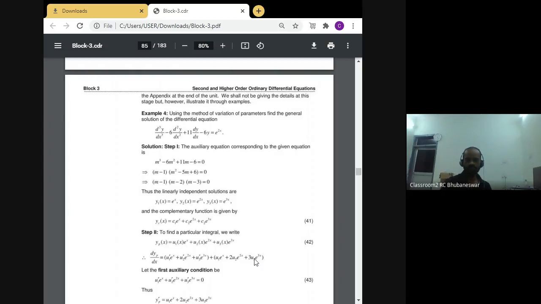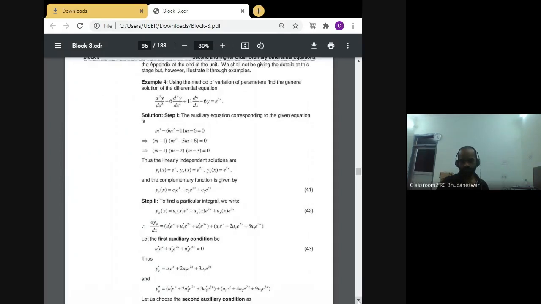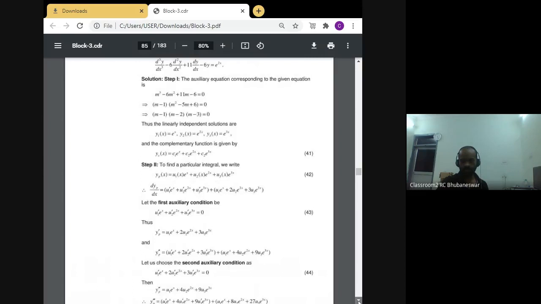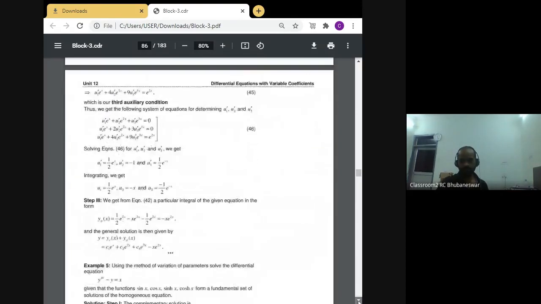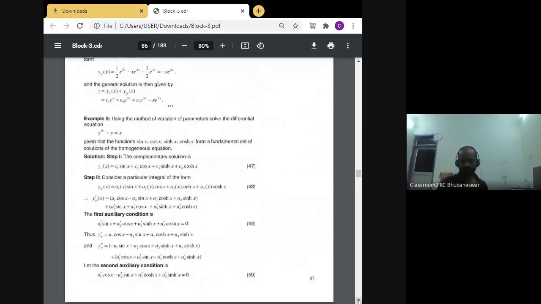So again we are using the same kind of solution procedure, using the first auxiliary condition to find out the values of u1, u2, and u3, as we have already discussed earlier in this session. So please go through each and every example to complete your understanding. Now let us move towards page number 89.